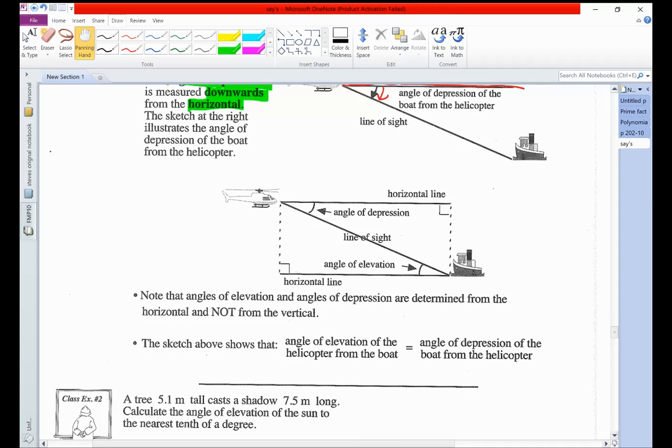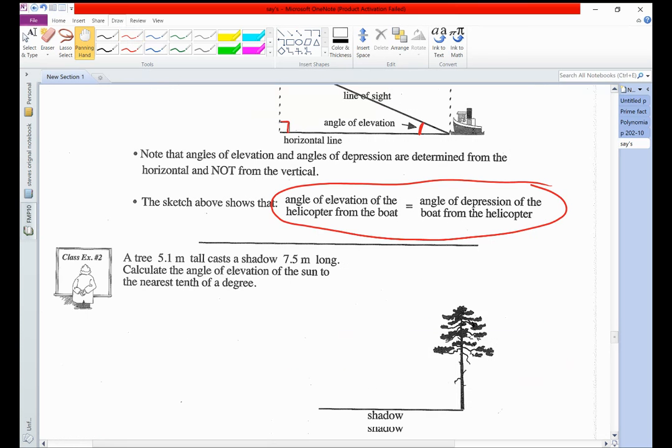So you can see that if we are using right angles here, the angle of elevation of the helicopter from the boat actually equals the angle of depression of the boat from the helicopter. That's kind of cool. Just words that we should get used to. So I'm going to do one more example here, and then we will get to it.